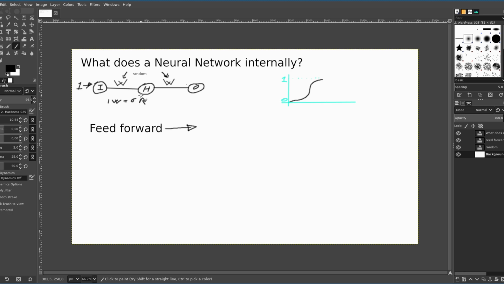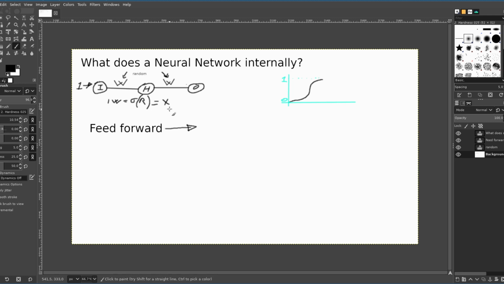Let me write it a bit better. So the R is then squashed using this sigmoid function, and the result is my X. The X basically is the output of this traveling from the input layer to the hidden layer.